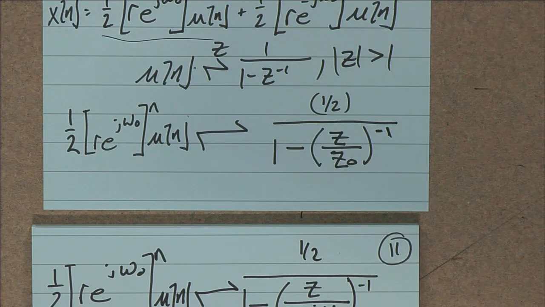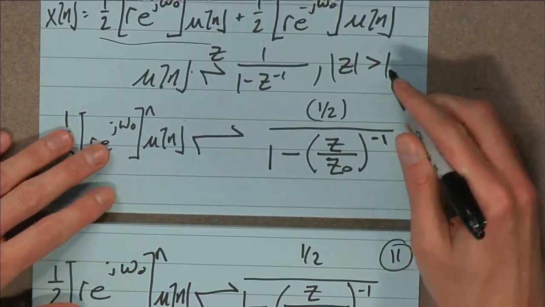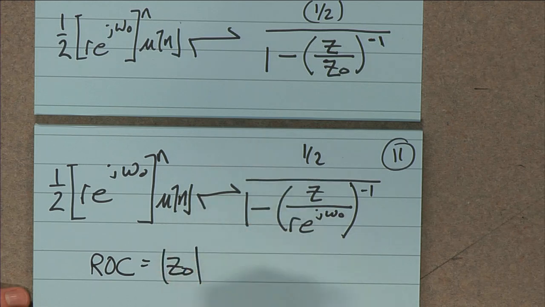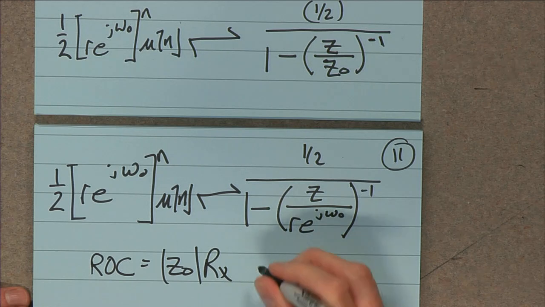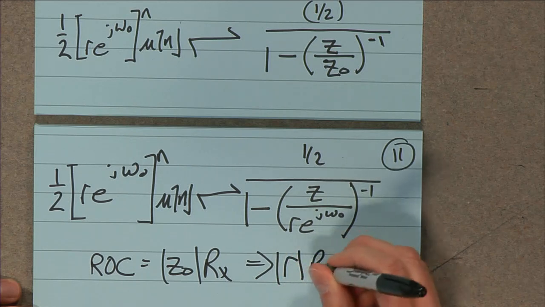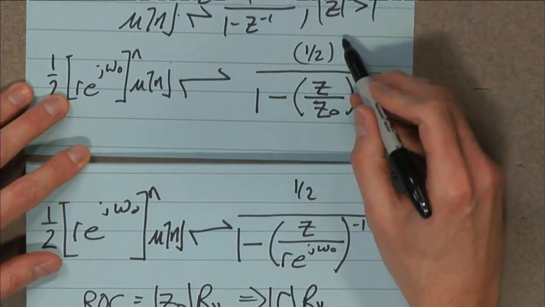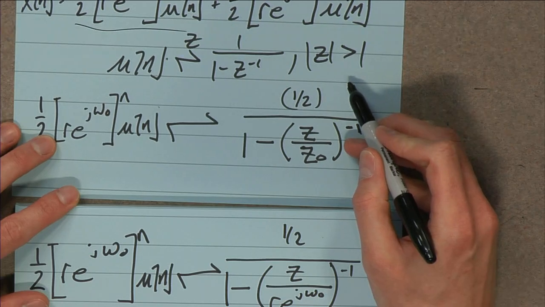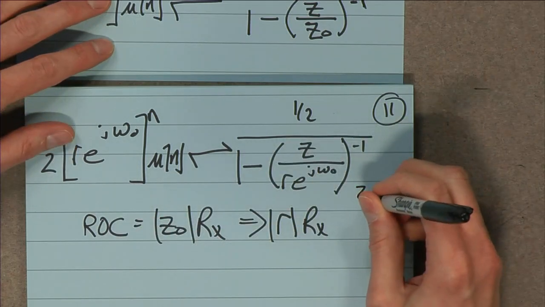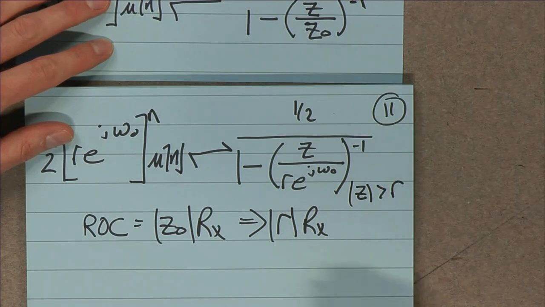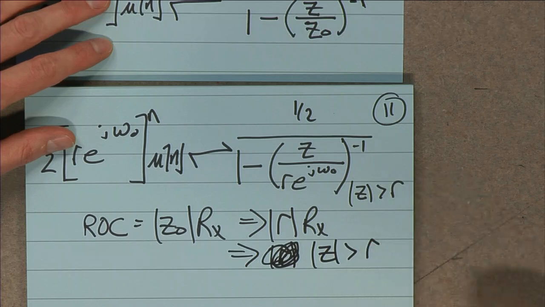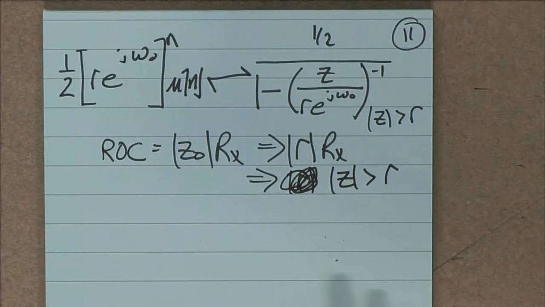Now, what about the region of convergence? Here it was z greater than, oops, yeah, z greater than 1. So what it means for the region of convergence is magnitude of z naught times Rx. Well, the magnitude of z naught, that's just R. So the region of convergence is just going to be R times Rx. And what was Rx? That was just z greater than 1. So now it's going to be z greater than R. Multiplied R times that. So new region of convergence, z greater than R. That's just the first term.